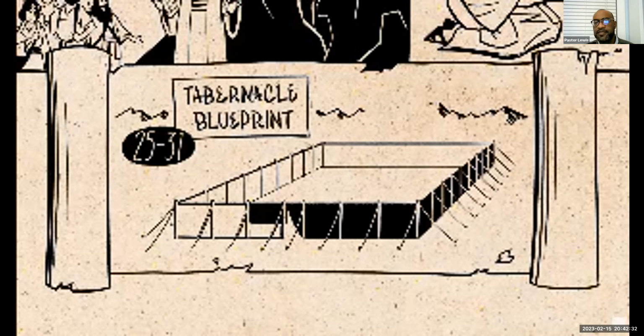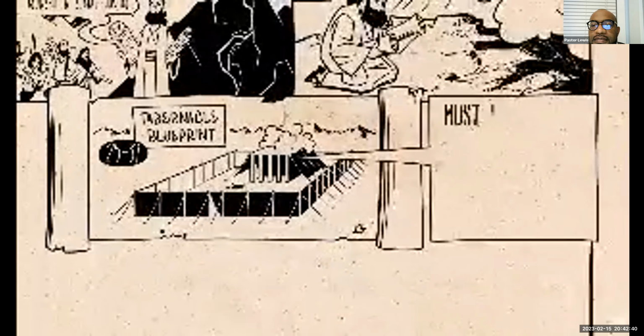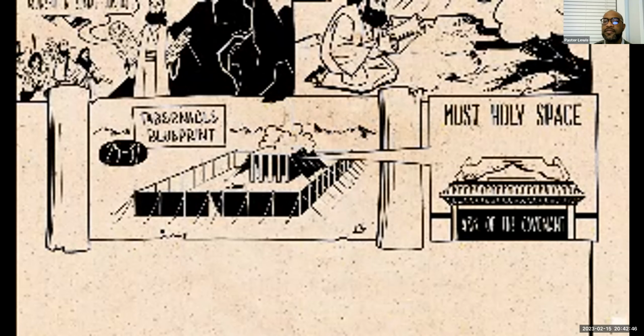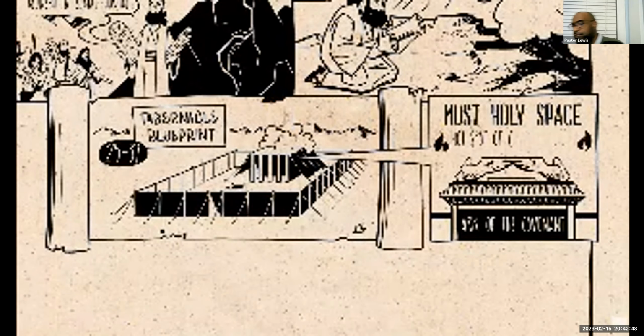So what follows are seven chapters of detailed architectural blueprints about this sacred tent called the tabernacle. There's an outer courtyard with an altar, and then in the center there's a tent that has an outer room and then an inner room. And then inside the inner room, which is called the most holy space, is a golden box called the Ark of the Covenant. And there's angelic creatures over the top of it. It's the hot spot of God's presence.